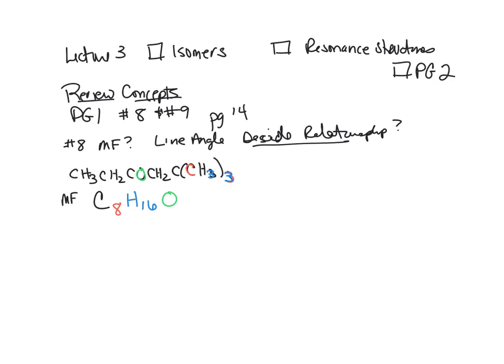And then you start here. We'll start with this carbon. And then we go to this carbon for our line angle drawing. Then we can go to this carbon. And this carbon is bonded to oxygen. And we know oxygen prefers two bonds, two covalent bonds, and two lone pairs. And we can go to this carbon. And then we can go to the next carbon. And then this is a branch. So it goes one, two, three. Okay, so there is our line angle skeletal drawing.